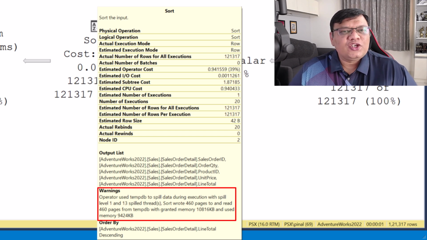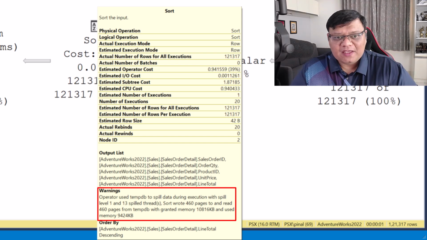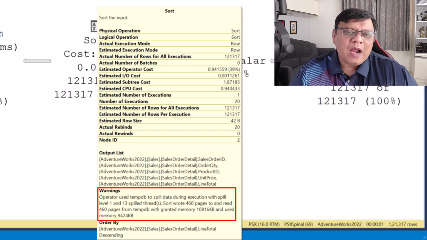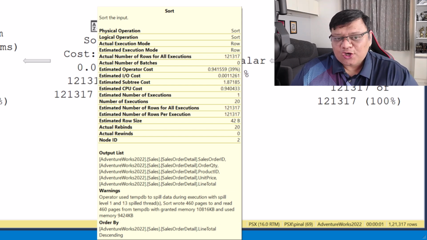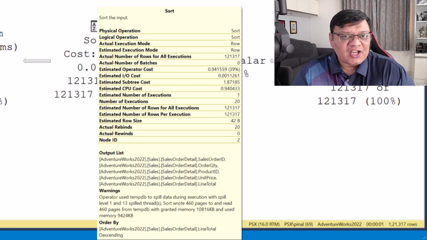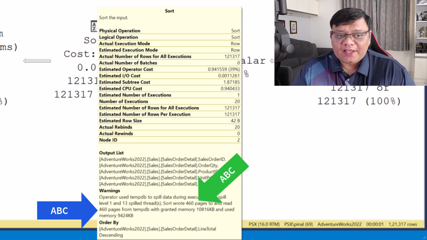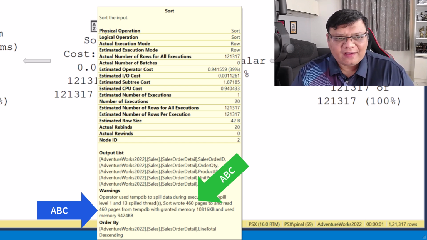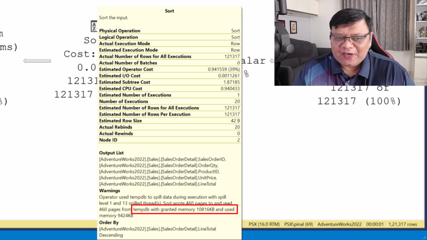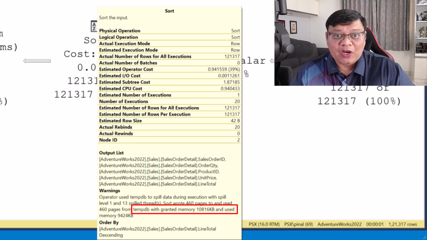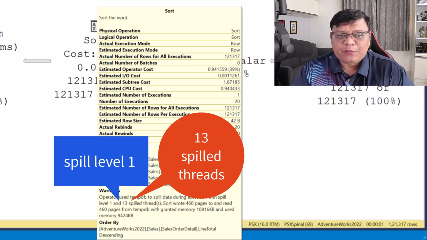In this case, the execution plan includes a warning, TempDB spill detected. SQL Server writes data to TempDB because it ran out of memory while performing the sort. This spill slows down the query due to the additional I/O overhead. The warning shows that SQL Server wrote 460 pages to TempDB and read them back, using about 10 megabytes of memory in TempDB, with a spill level of 1 and 13 spilled threads. This represents extra I/O which affects the performance.